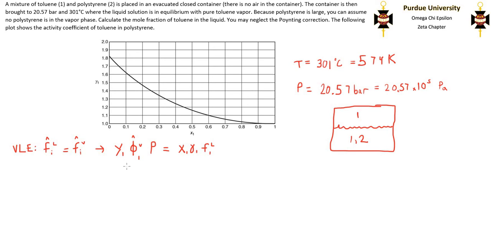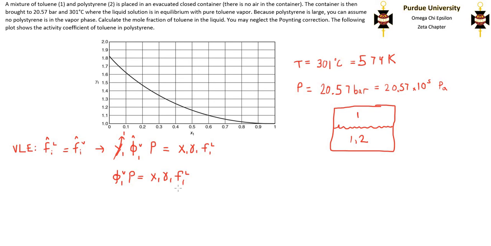And since it's pure toluene vapor, this fugacity coefficient is going to be the fugacity coefficient of a pure species. We know the pressure of the system, and from the plot we can find what x1 and gamma 1 would be. So what we need to do to solve the problem is to solve for this fugacity coefficient and the liquid phase fugacity.